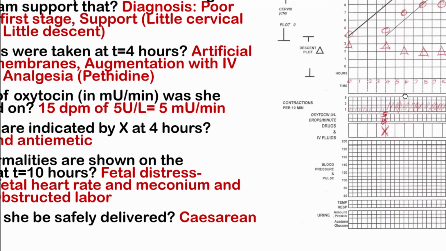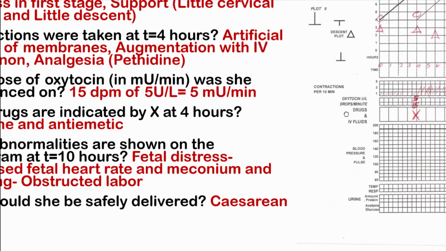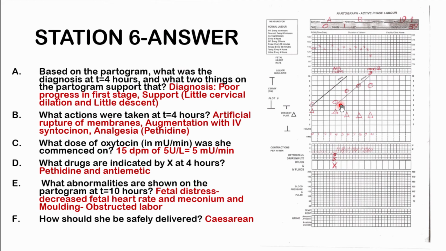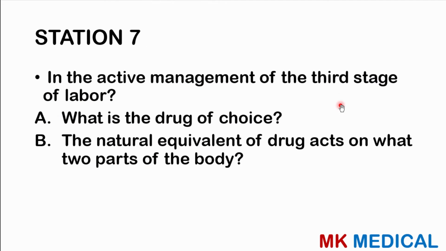So how do I know this? It is because the fetal heart rate has decreased, and of course meconium has passed. And the molding may show that there is obstructed labor, so this child may need a cesarean section. I really do hope you understand what is going on in this pathograph.